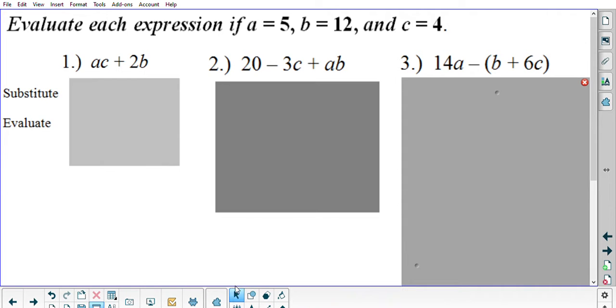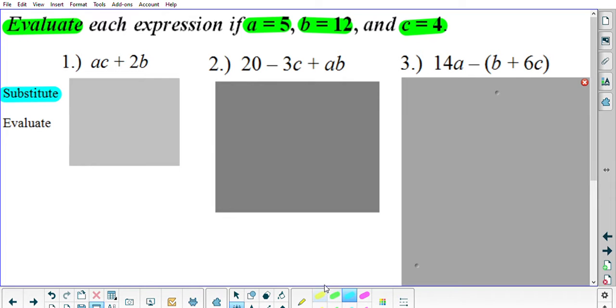Problem number one, for those of you who have the guided notes printed out, is already 100% done for you, so you can just follow along on the screen as I talk you through how this problem would work. Before we go any further, I should point out that the directions say to evaluate each expression, and they tell you that A is equal to 5, B is equal to 12, and C is equal to 4. We have to pay attention to these directions because the very first step on each of these problems is to substitute the numbers in for each variable as it was given in the directions. So in problem number one, we have AC plus 2B.